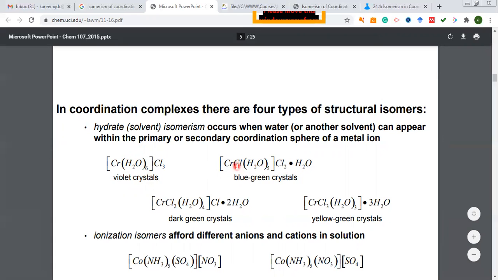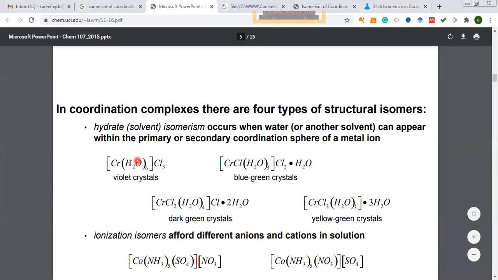Only bond connectivity is different, whereas the molecular formula is the same. Here we have one chromium and 6 water molecules. Here also we have 6 water molecules. Here we have 3 chlorides, and here also we have 3 chlorides. Both have the same molecular formula, but they differ in arrangement.